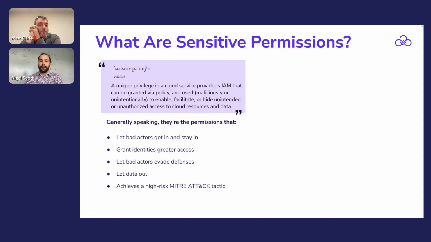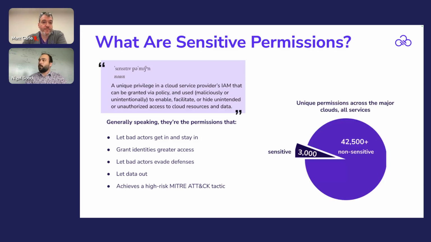Generally speaking, the sensitive permissions, at least in our definition, are the things that let bad actors get in and stay in. So that's our initial access and persistence. It's the things that grant greater access. This includes upward, as in privilege escalation, and outward, as in lateral movement. It's the things that let bad actors evade defenses, disabling logging, tampering with security features, that sort of stuff. Things with exfiltration paths, things that let data out, and the other high-risk MITRE tactics, which is a catch-all for stuff like reconnaissance, credential access, arbitrary code execution, this sort of thing.